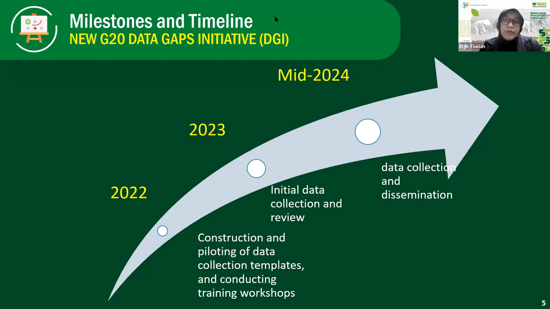In 2023, we will conduct initial data collection by involving several line ministries that are related to this area in climate change. And in mid-2024, hopefully we can submit the data and disseminate the result to the G20 submission of the new Data Gaps Initiative.